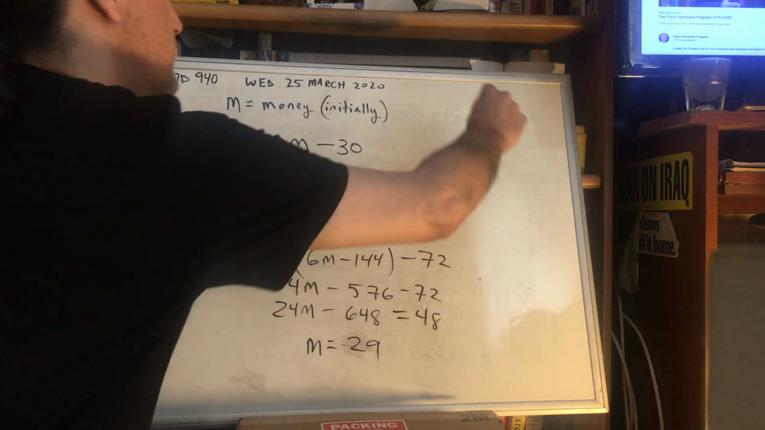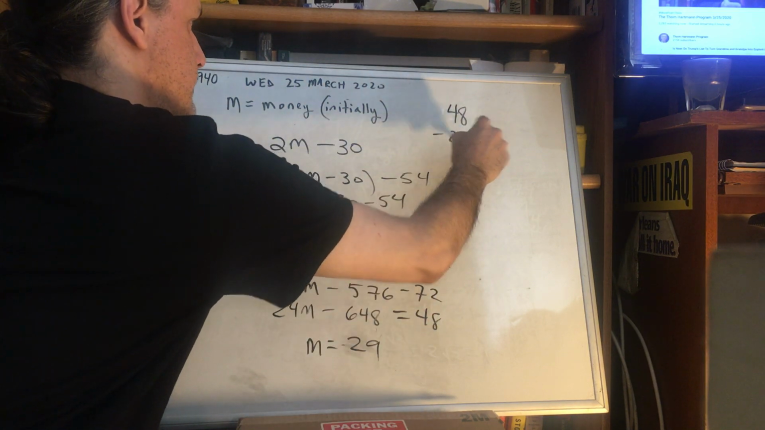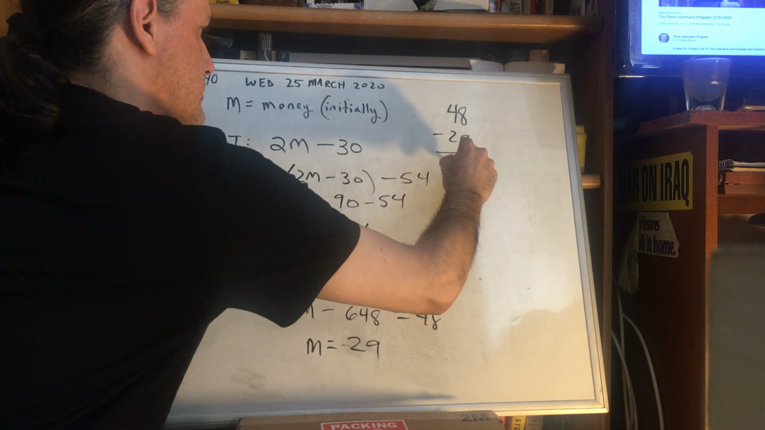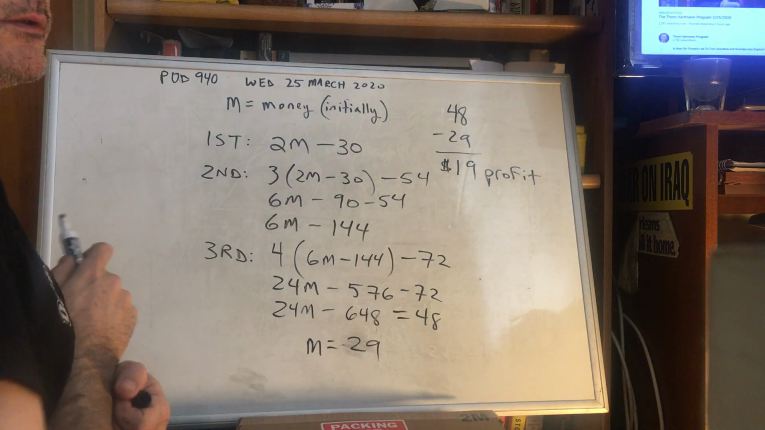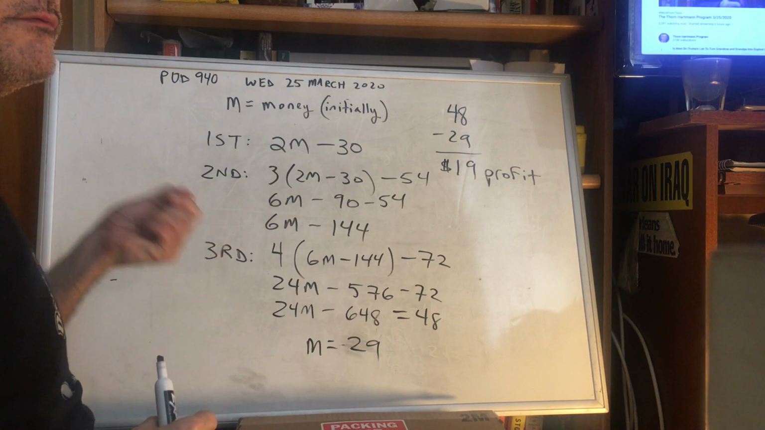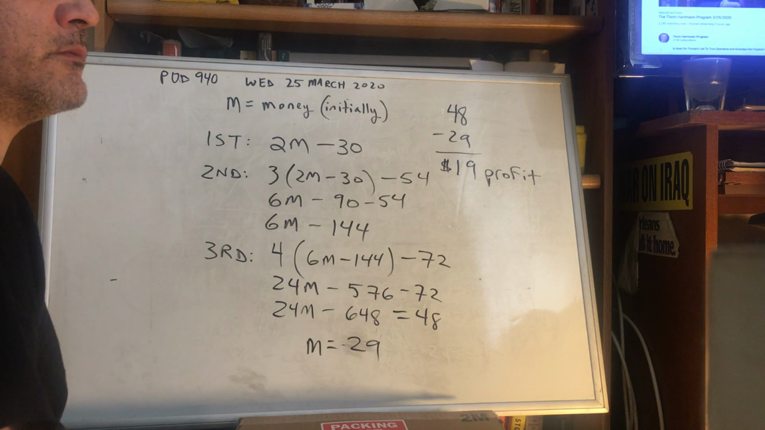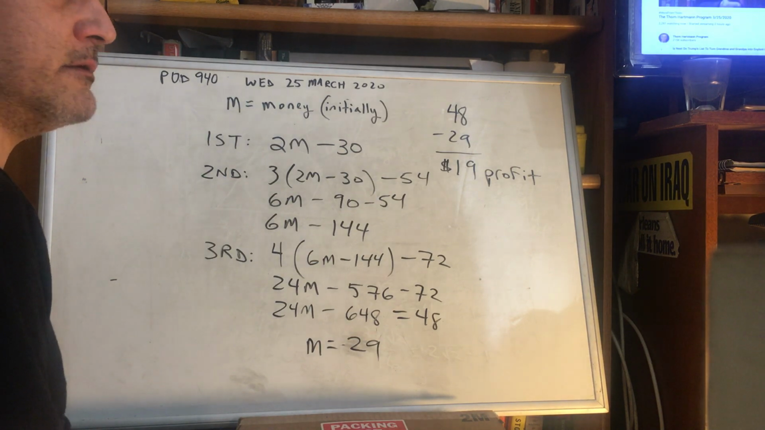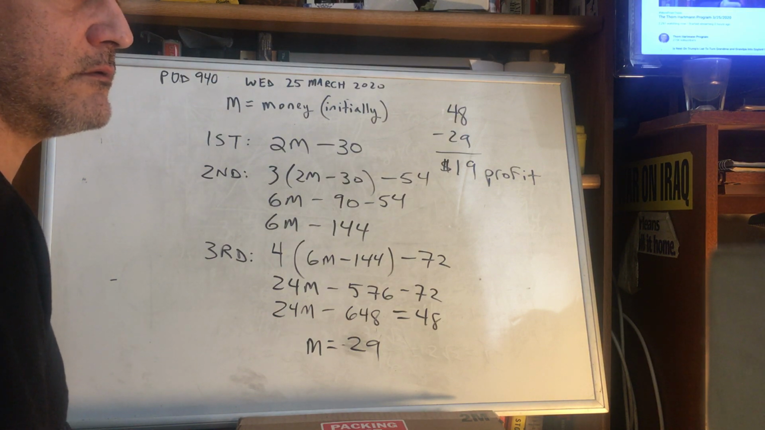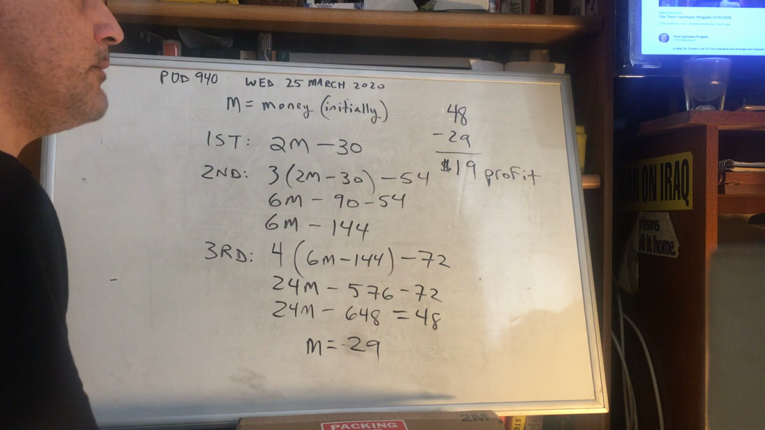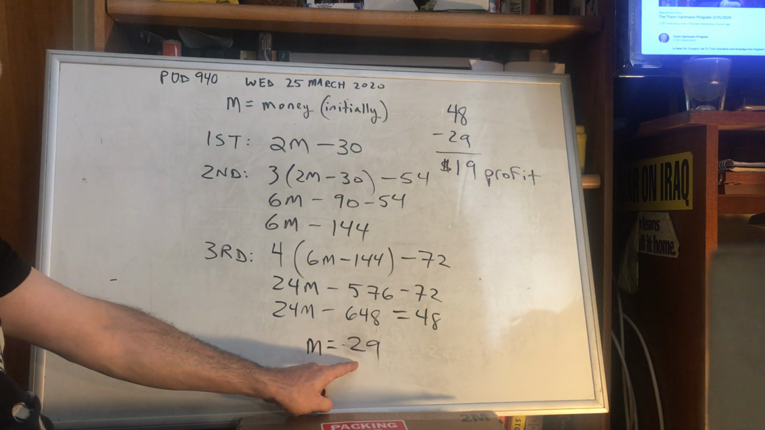Alright, so how much did he make? Well, after the third day, he had 48 bucks. He started with 29. Right, so he made 19 bucks. So that's how much profit. Now, in business, you like to express your profit as a percentage of the original, so you can kind of see growth. Yeah, we made 19 bucks, but if we started with 10 billion, that's pennies. If we started with 1 million, that's not too much. But we started with 29. Wow. That's more than half.